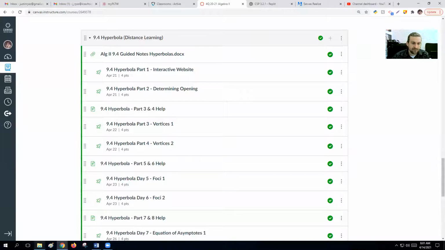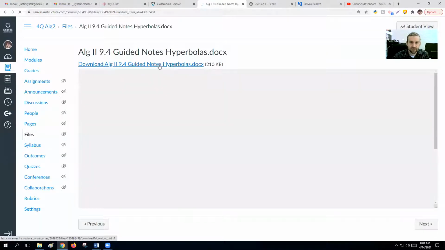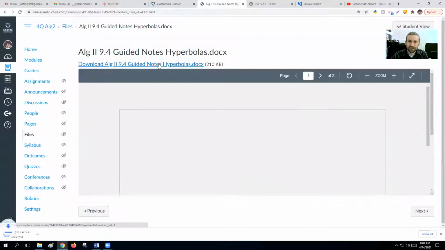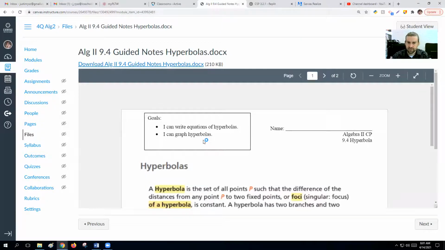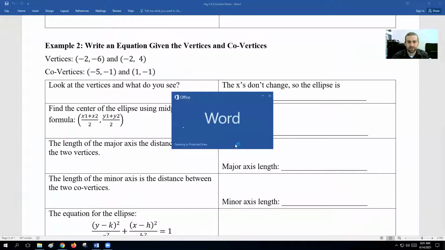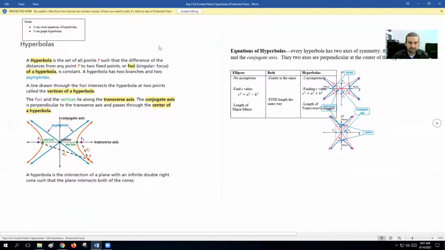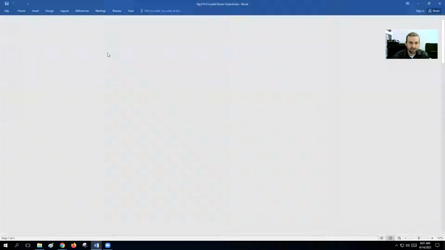So make sure you guys have the guided notes. If you don't have them, you can always download them up here. We'll be looking at them today, but with these guided note packets, we're going to try to do more exploring before we jump into all the little formulas and details that we'd have to worry about with hyperbolas.